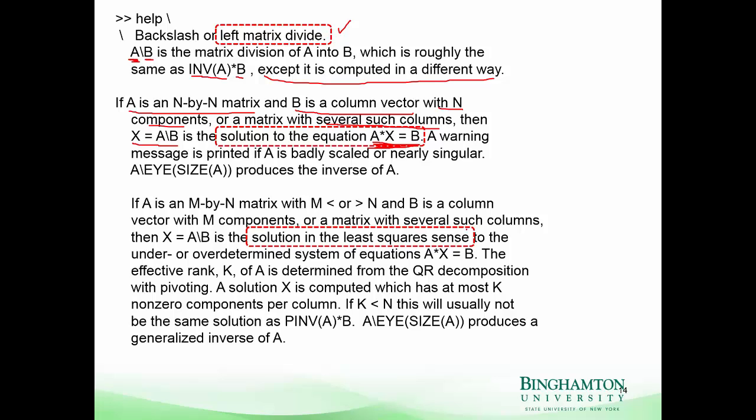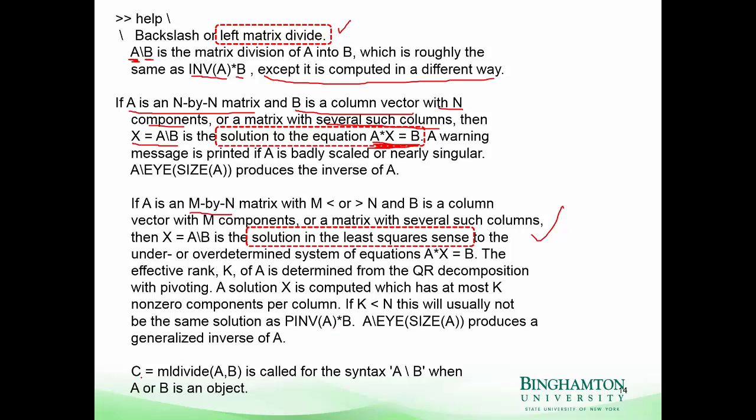If A is not square, so if it's m by n, then, and we'll get into this stuff later, we haven't really talked about this, then this left matrix divide solves a different problem, and it's called the least squares problem. And we'll talk about this problem later on in the linear algebra part of the course.